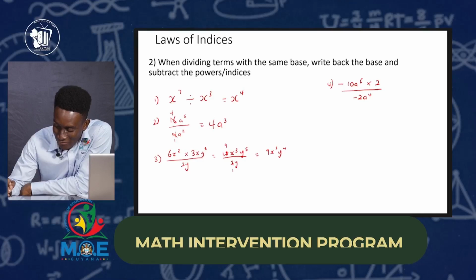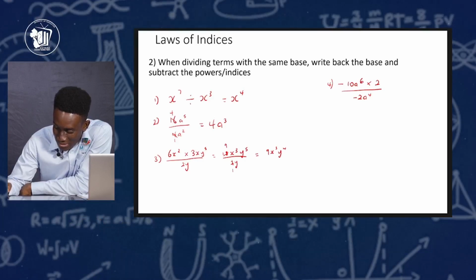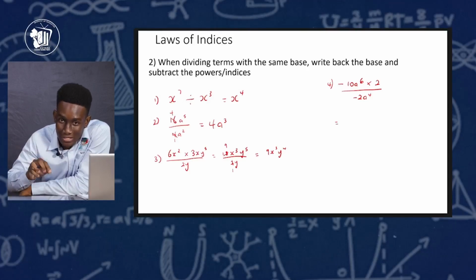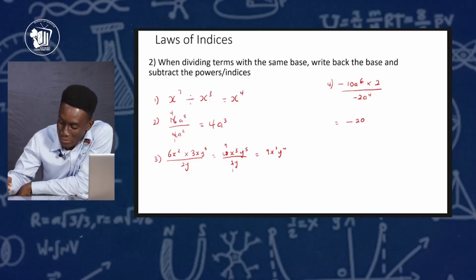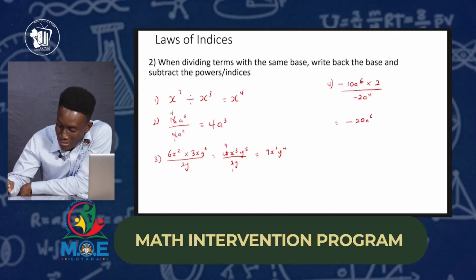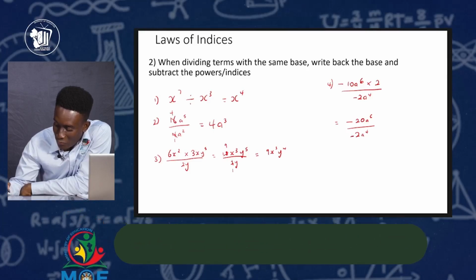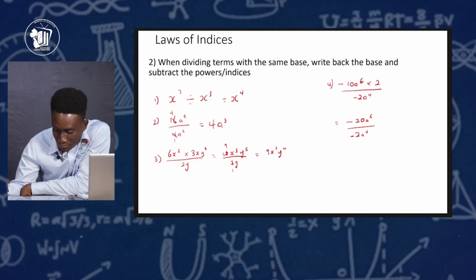We have negative 10a all raised to the 6th power multiplied by 2. Of course, you multiply the signs first. A negative times a positive will give us a negative. And 10 times 2 would give us 20. And there's nothing to multiply the a to the 6th by, so we write back the a to the 6th. And all of this will be divided by negative 2a to the fourth power.